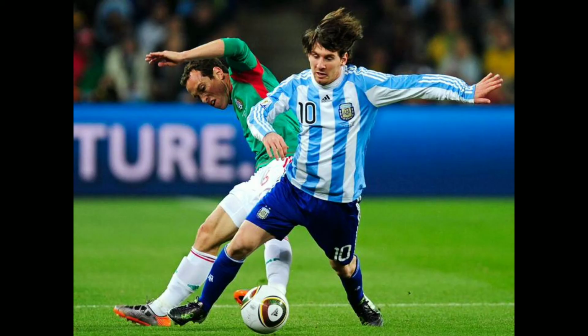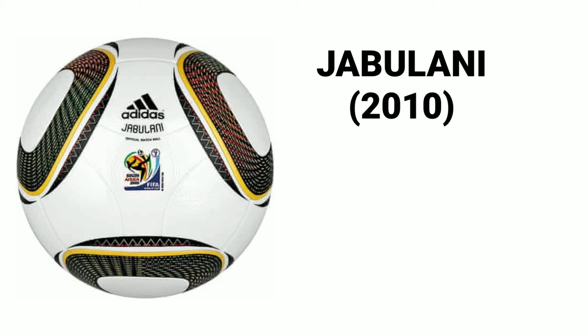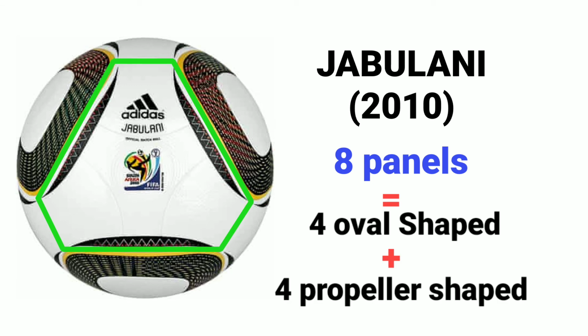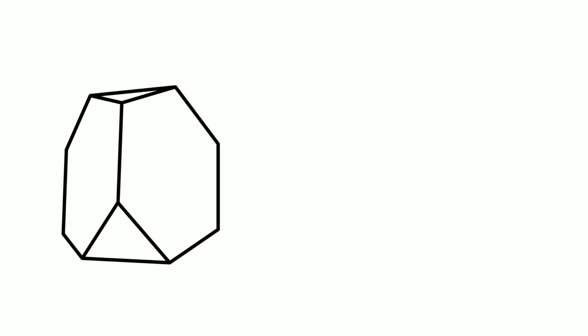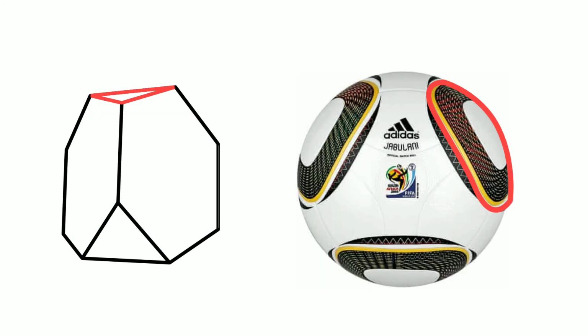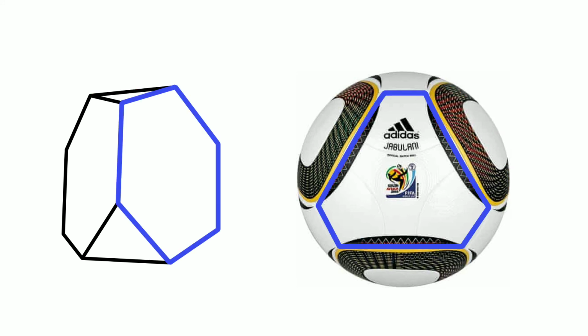In the 2010 FIFA World Cup, Adidas introduced the Jabulani, which was made up of just 8 panels: 4 round panels and 4 propeller-shaped panels. For its design, start with the tetrahedron and truncate the 4 vertices to produce 4 triangular faces and 4 hexagonal faces. Identify each triangle with the ovals and the hexagons with the propellers, then reshaping the panels and inflating it produces the Jabulani.